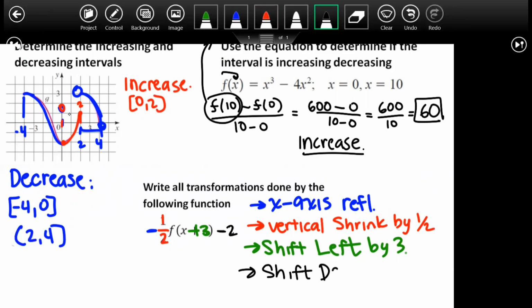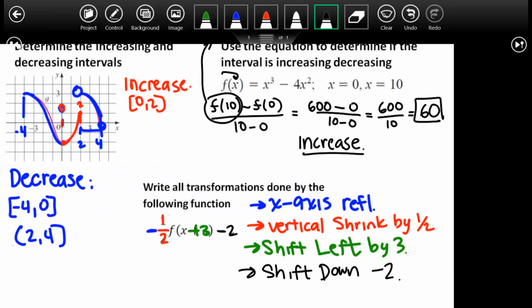Almost spelled shift wrong. And almost missed the F. That would have been bad. Not bad. We don't want to do that. Okay. Yes.